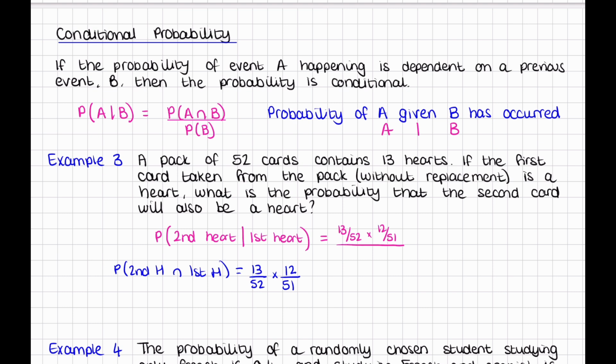So in this, the given is that we first had a heart. So the probability of getting a heart first was 13 out of 52. You work that out, and we end up with 12 out of 51 for our probability, which simplifies down to 4/17. So let's look at another example.